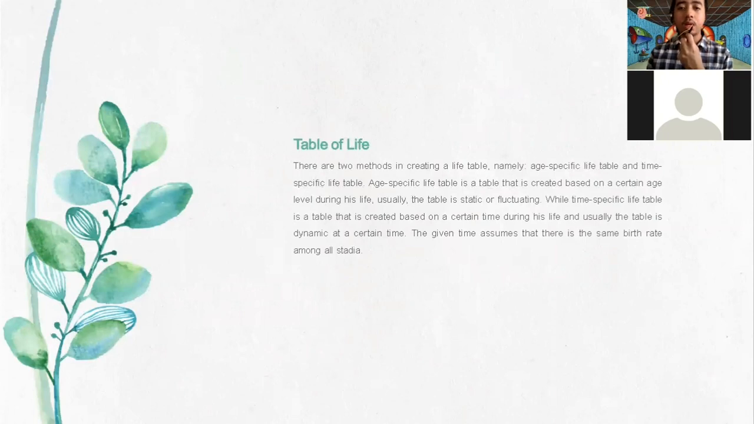There are two methods in creating a life table, namely age-specific life table and time-specific life table. Age-specific life table is a table that is created based on a certain age level during his life. Usually the table is static or fluctuating, while time-specific life table is a table that is created based on a certain time during his life, and usually the table is dynamic at a certain time. The given time assumes that there is the same birth rate among all stadia.